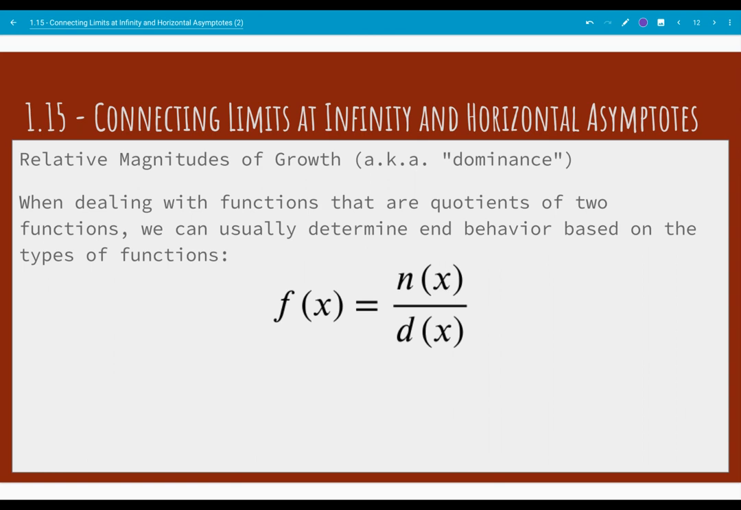So I first want to point out that we defined a rational function as a polynomial divided by a polynomial, so where the numerator and denominator are both polynomials. But we're going to look at other functions now where the numerator and denominator are not necessarily polynomials. They might have other types of functions in them, and the same principles are going to apply.